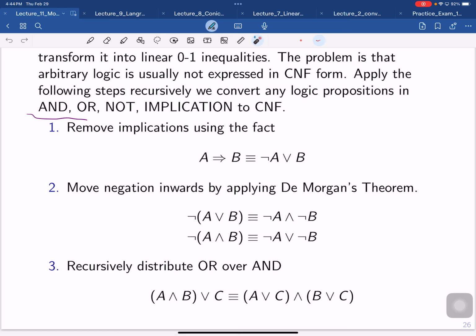The other thing is that you can distribute or over and, right? So this is like a distribution type of rule, which you should be familiar with in very basic arithmetic. If you want to distribute multiply over plus, right? This is the same thing here. Okay.